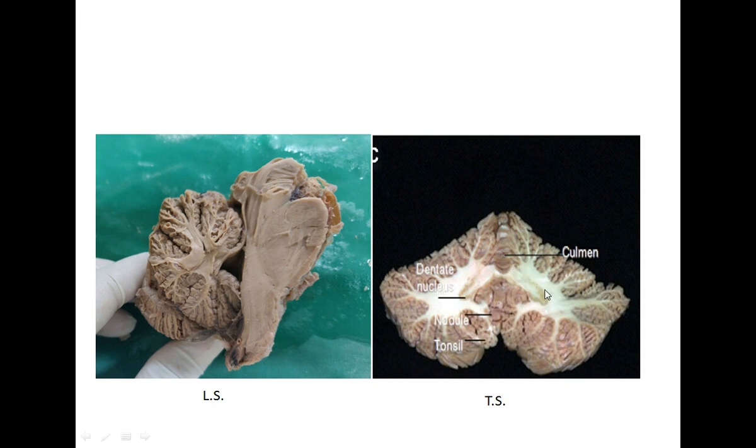Four nuclei are present from lateral to medial side. Largest is the dentate nucleus, then the emboliform, globose, and here almost in the midline the fastigial nucleus. In this section we can appreciate only the dentate nucleus.